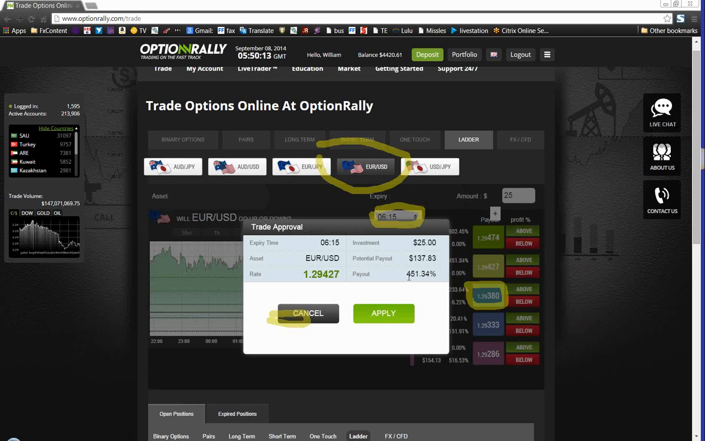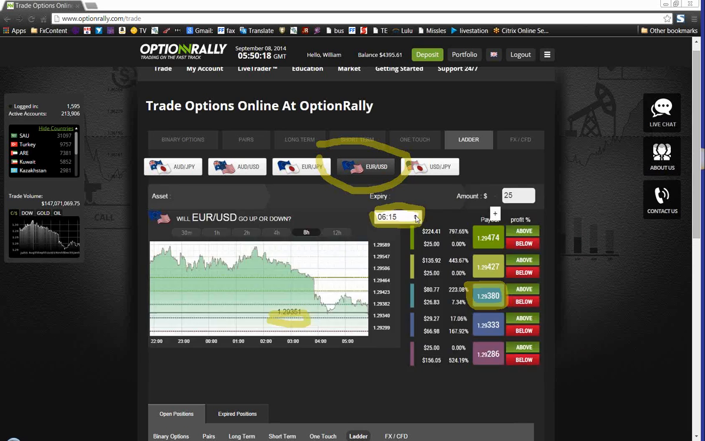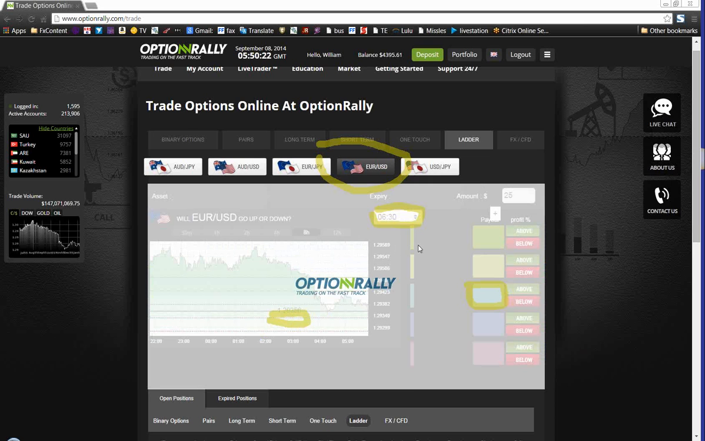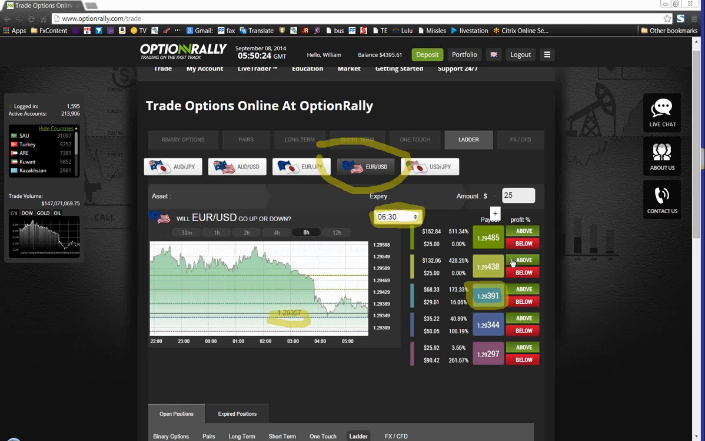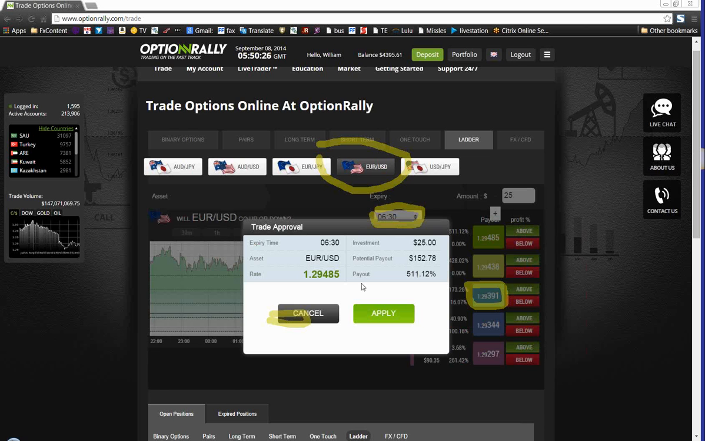We see this one's going to pay 451%, and we think by later in the morning, we're going to see it climb up a little bit farther. So we're going to take it 0630, and we're going to take it up to the next level, and we're going to invest that same $25 in.